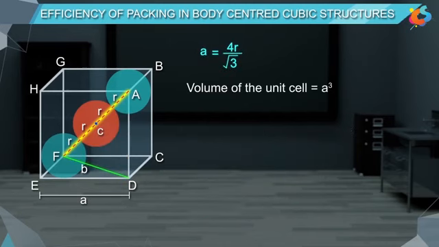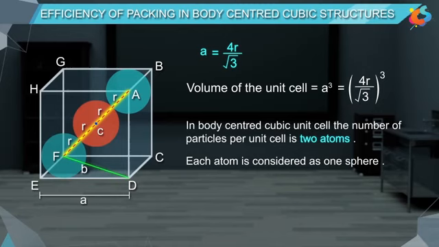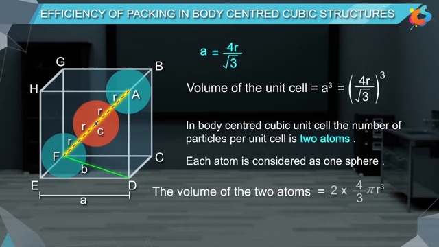Volume of the unit cell is equal to a³, which is equal to (4r/√3)³. In body-centered cubic unit cell, the number of particles per unit cell is 2 atoms. Each atom is considered as one sphere. The volume of 2 atoms is equal to 2 into 4/3 πr³, which is equal to 8/3 πr³.